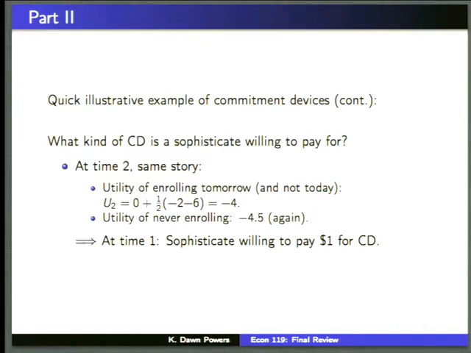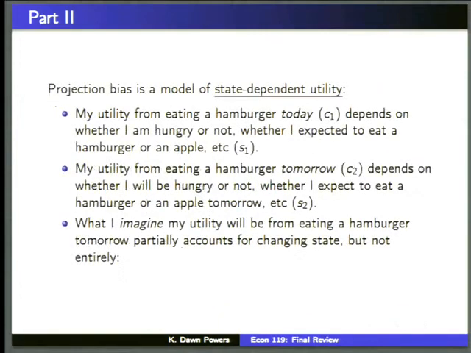Utility of never enrolling. And given that it's further in the future, the sophisticate has waited longer, so he's going to get less relative benefit, or he's going to lose less at time 2 from non-enrolling than he does at time 1 or time 0. He's going to end up paying less for the commitment device than he would in previous periods. Okay. All right. Let's move on to projection bias.